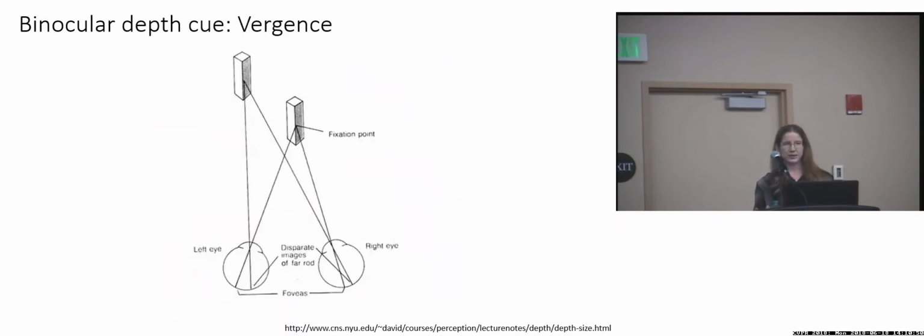So disparity is the main cue that you might use to get 3D structure from your two eyes, but there's a couple of other cues that you can use as well.